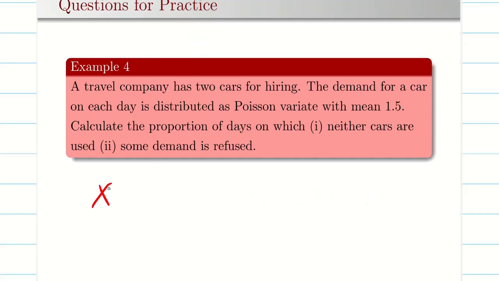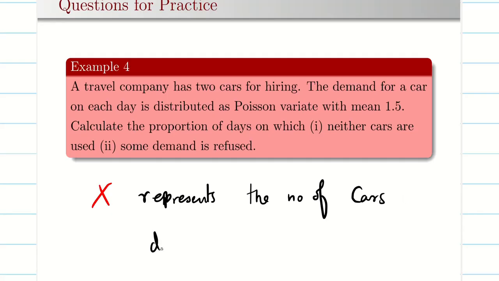We have to define what X is. X represents the number of cars demanded on a particular day. The first one is very easy, we can easily guess what we are asking. Neither car is used, so none of the cars are used means X equal to 0.